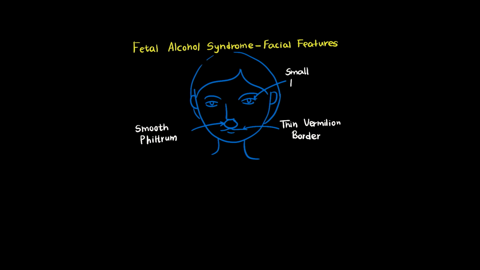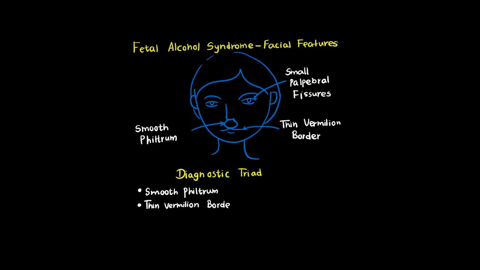The most distinctive feature is the philtrum, that little groove between your nose and upper lip. In healthy development, this forms a defined ridge, but alcohol exposure smooths it completely flat, like someone erased it. The lips also tell the story. The vermilion border, which is the coloured part of your lips, becomes abnormally thin.